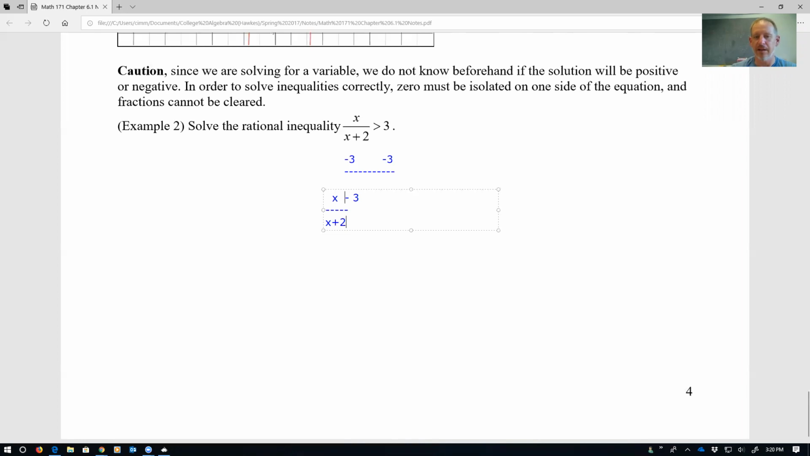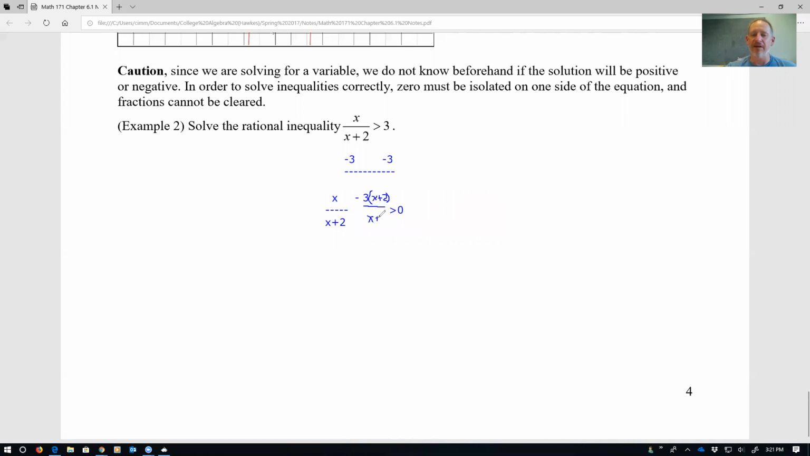Minus 3, and that is going to be greater than 0. I have to get this over the same fraction, x plus 2. What I can do is multiply and divide by x plus 2 to build this fraction up. So notice the first thing we do is get everything on one side, 0 on the other, then we build that fraction up.